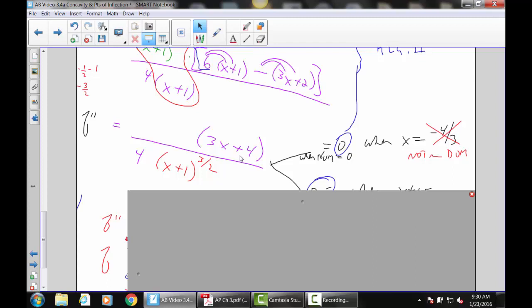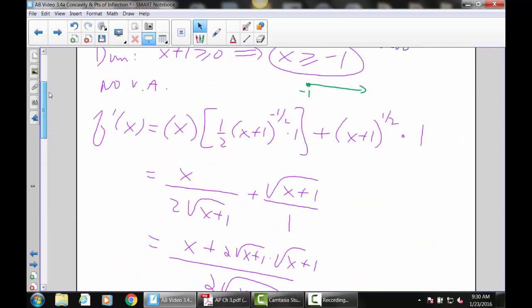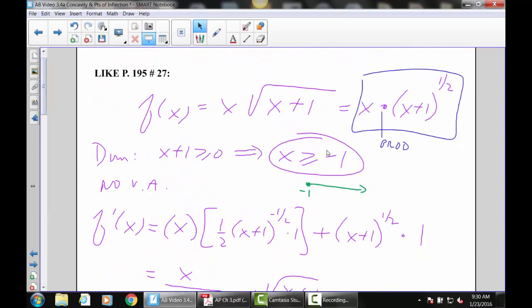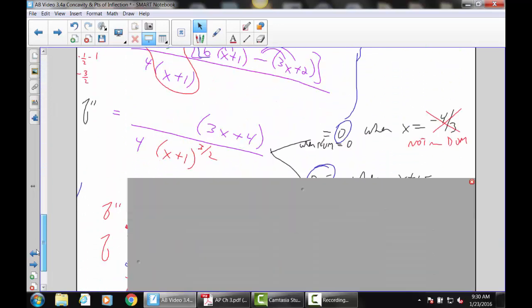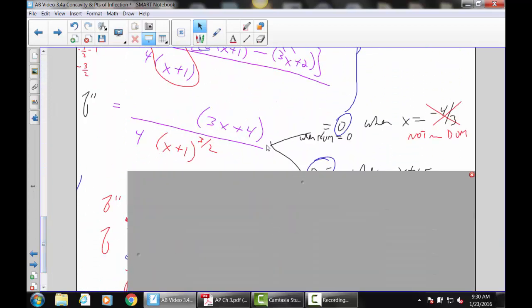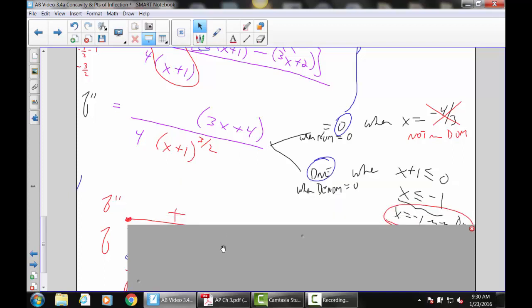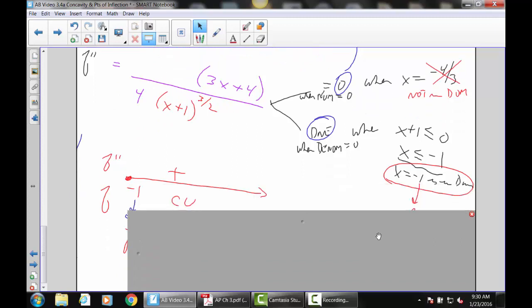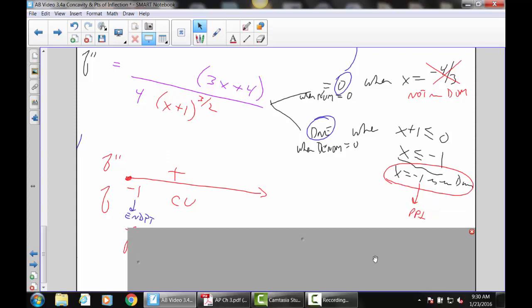You can tell that this fraction is 0 when the numerator is 0, which is when x equals negative 4/3. But keep in mind, our domain is x greater than or equal to negative 1, so we cannot keep negative 4/3. When is this fraction undefined? When the denominator is 0. This is the square root of x plus 1 cubed. So x plus 1 would have to be negative or 0 in order for this not to exist, which means x would have to be less than or equal to negative 1, and of those numbers, the only one in our domain is negative 1.